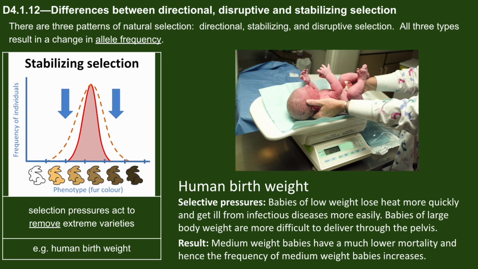Next up, stabilizing selection is where there's selection pressures on 2 sides of this mean. And so we're going to see human birth weight as an example. If the baby's too small, then it's not going to be developed enough to survive outside the womb. But if the baby's too big, there can be problems with birth itself. And so we see this stabilizing selection where the medium weight babies are going to be the most successful.